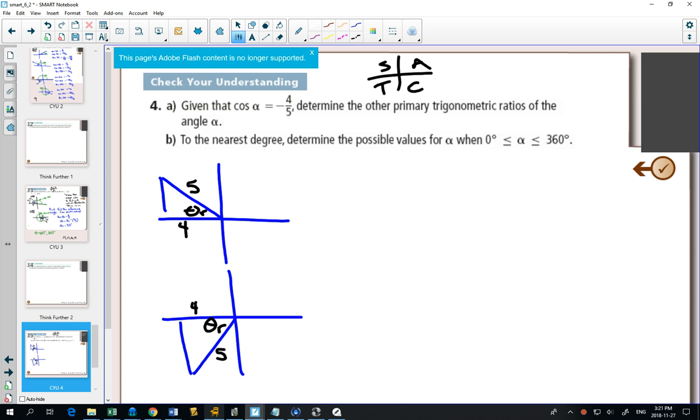It says, find the other trig ratios. I have one tiny little error here with my reference angle. My angle is alpha, so my reference angle labeled here should not be theta r, it should be alpha r.